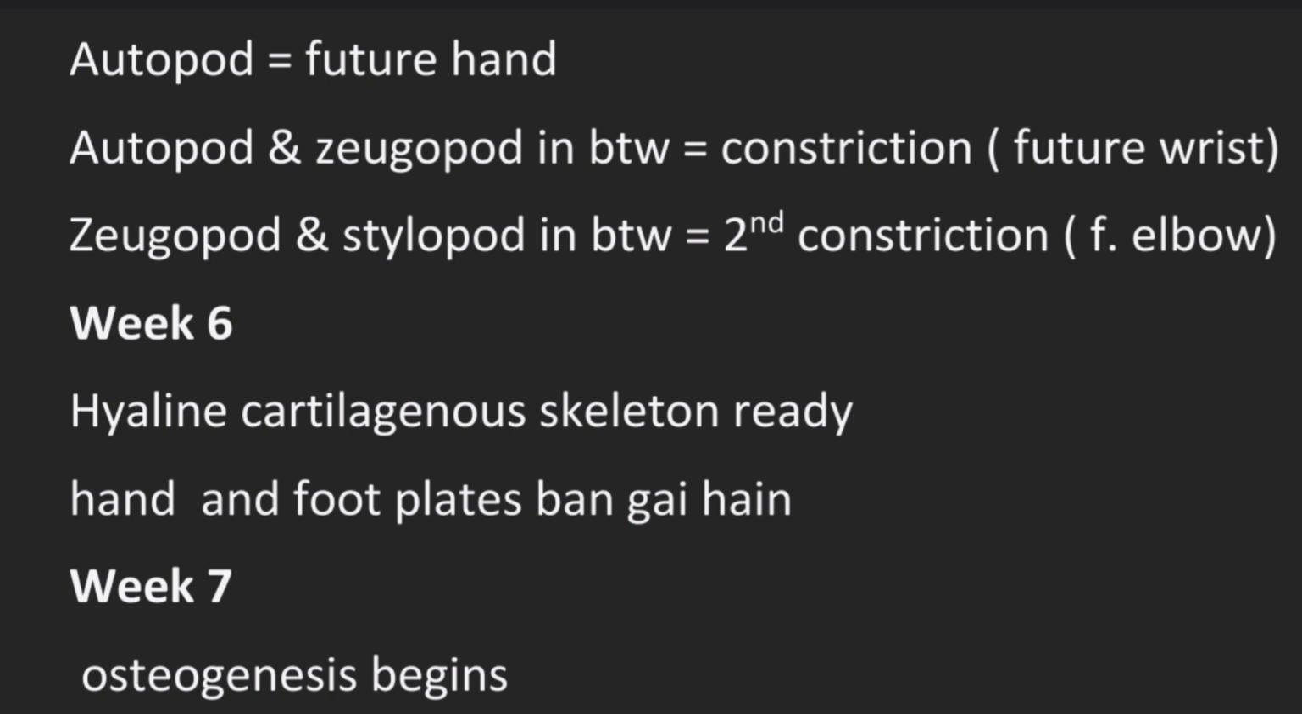Now this was up till week 5 that we have the mesenchymal core and we have the AER, which is rapidly growing, and differentiation has started proximo-distally. Now we come to week number 6. Here the chondrification, which had started in week 5, core for the bones, and now that hyaline cartilaginous structure is ready, right, for bone to form on it.